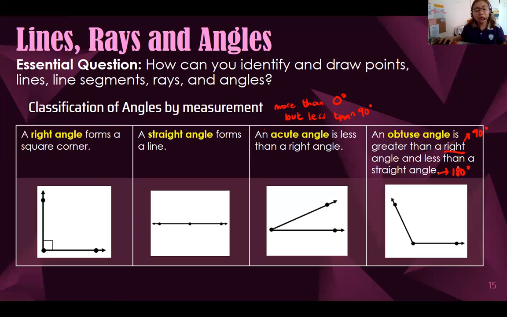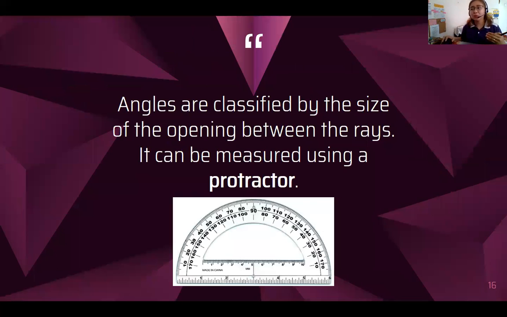Now, to further understand these measurements, let's try this protractor activity. Using this protractor, we can measure how big in degrees an angle is. Classifying angles by size will be very helpful so that it's easy for us to name them. Say, for example, instead of saying an angle that measures less than 90 degrees, you can simply say an acute angle. Okay?